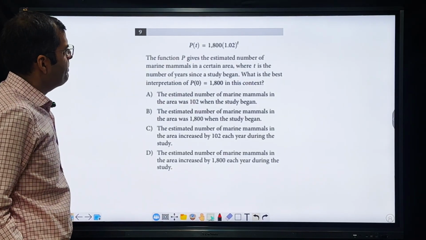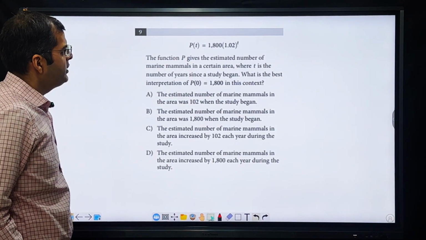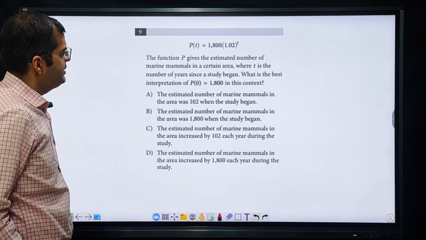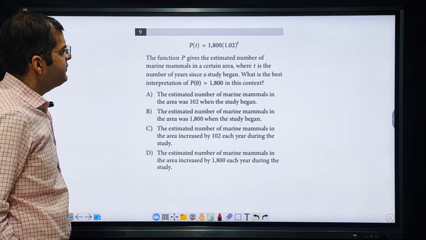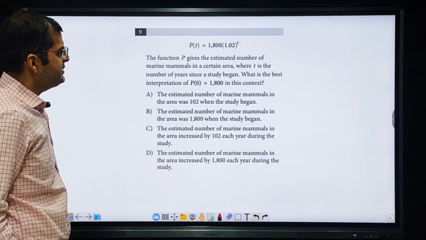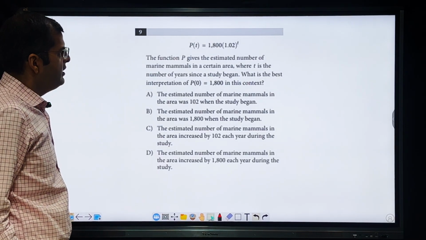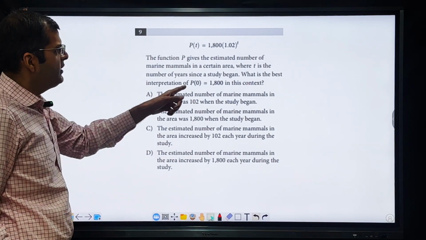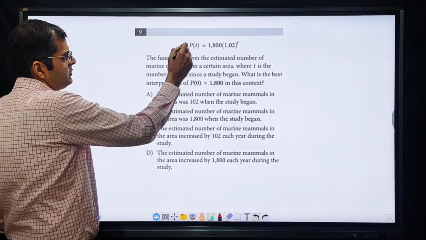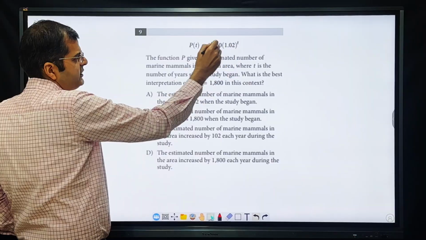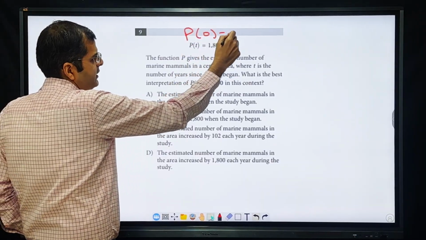This question says that P of t is equal to 1800 into 1.02 raised to t. The function P gives the estimated number of marine animals in a certain area, where t is the number of years since the study began. What is the best interpretation of P of 0 equal to 1800? So if P of t is 1800 into 1.02 raised to t, P of 0 is 1800.